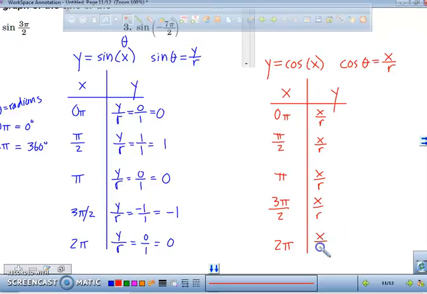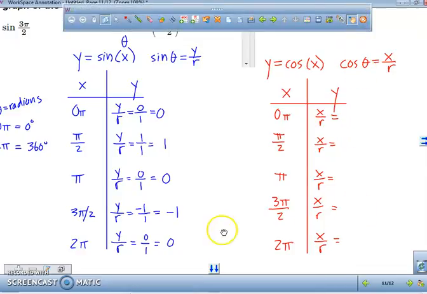All right? Now I realize you can't see the unit circle, because I have to slide over to make this table, so let's kind of do it one by one.